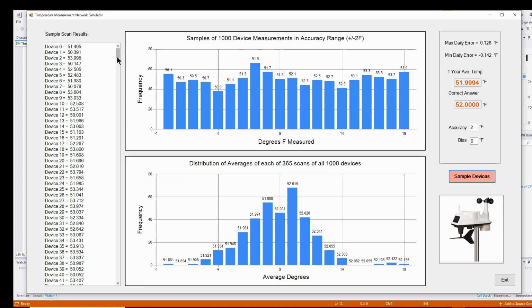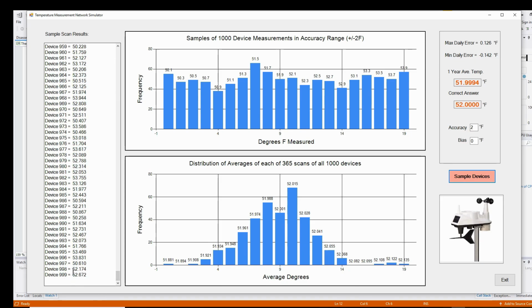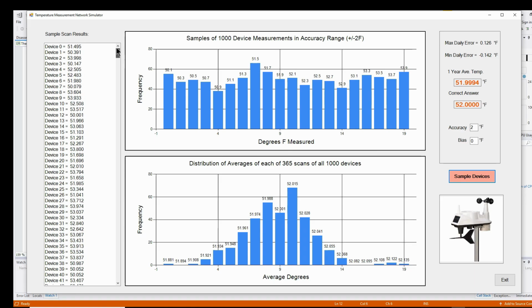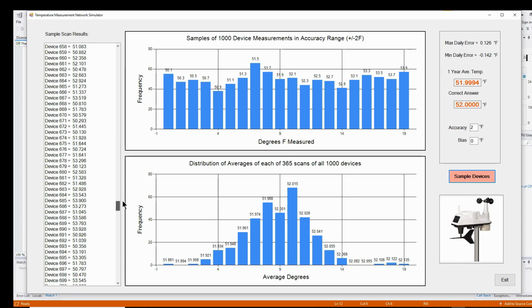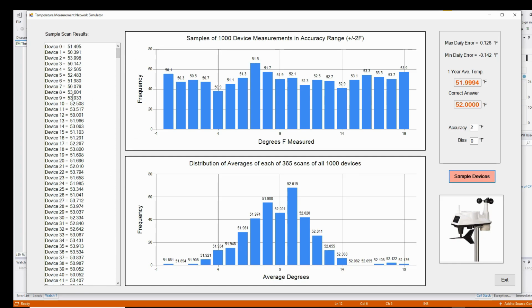Over here, I've got a sample of one day's worth of readings from all 1,000 devices, and I've printed it out so I can verify that they're fairly random numbers between 50 and 54. You can see on the top, device 0 all the way up to device 999, and the numbers are fairly random between 50 and 54. Just by looking at this, I have a pretty good feeling that these are truly random numbers.